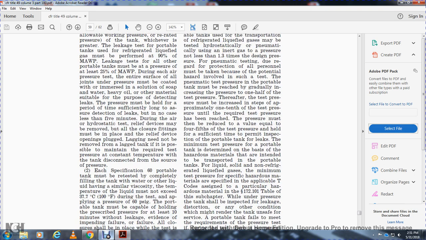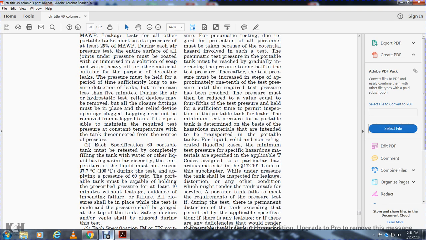The maximum test pressure for a portable tank is determined by the hazardous material that the portable tank is intended to transport. For liquid and solid, non-refrigerated and liquefied gas materials, the minimum test pressure is specified in the applicable T codes assigned to a particular hazardous material in Section 172.101 table of the subchapter. While under pressure, the tank should be inspected for leakage, distortion, and any other condition which might render the tank unsafe for transportation.